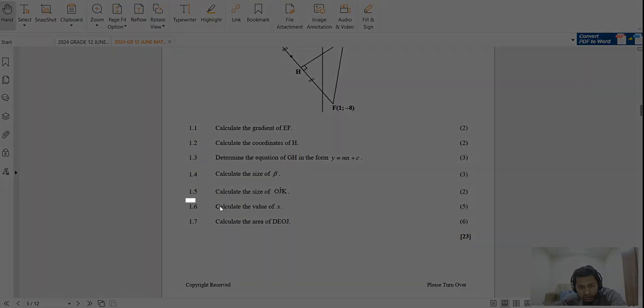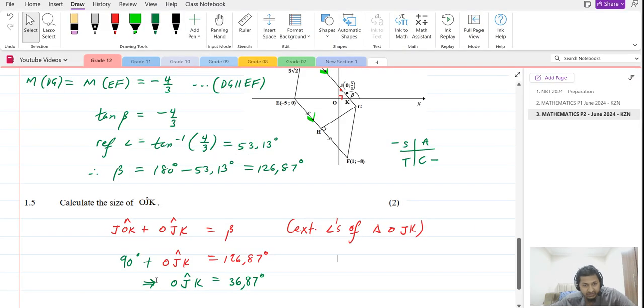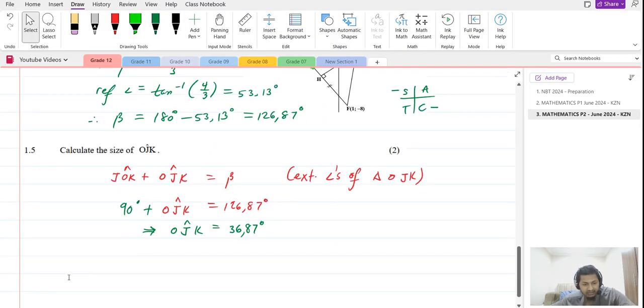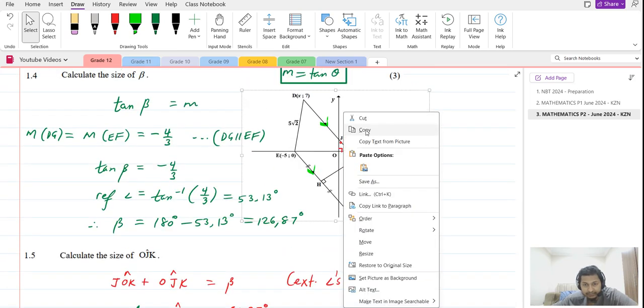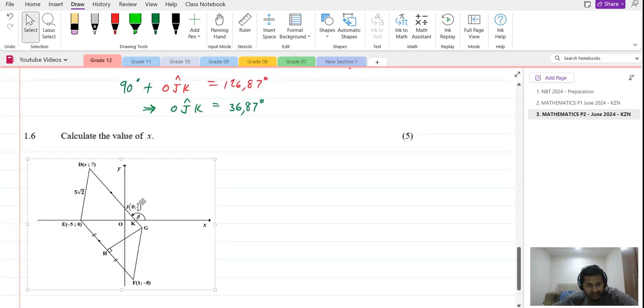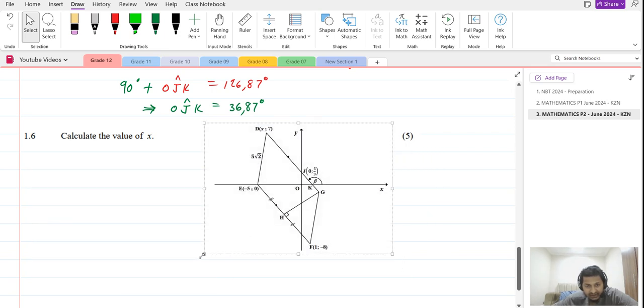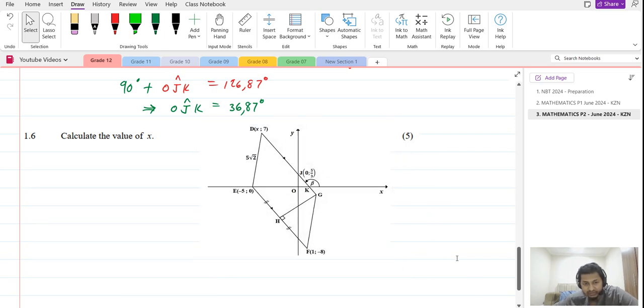Next one, calculate the value of x. Remember what we said, how to calculate the value of x. We mentioned right at the beginning that to calculate the value of x, we're going to use the distance formula, and then solve. So here's my diagram. Okay, let's put the diagram here and work accordingly. Now I have my diagram.